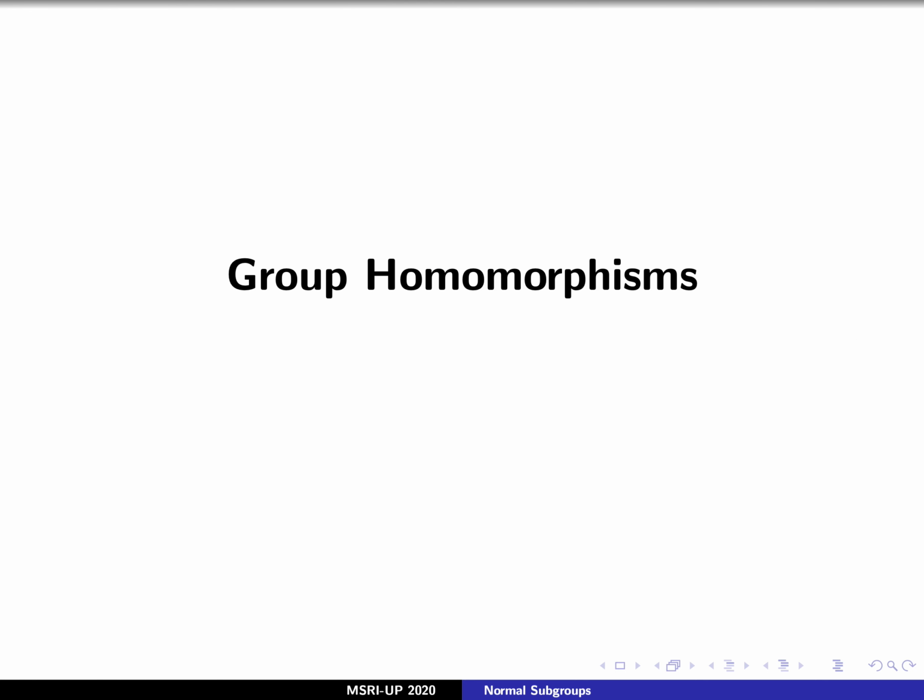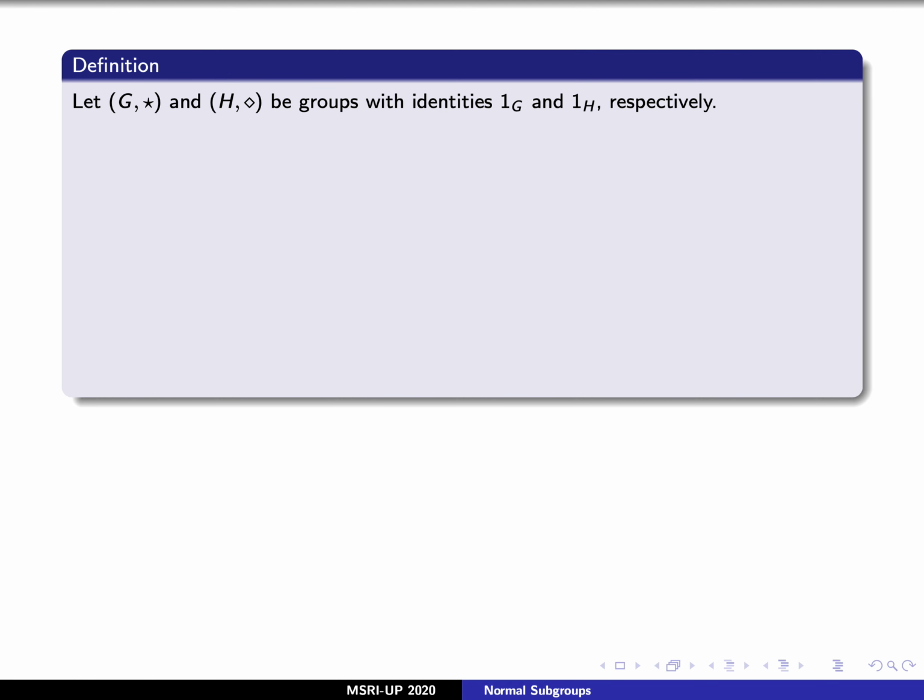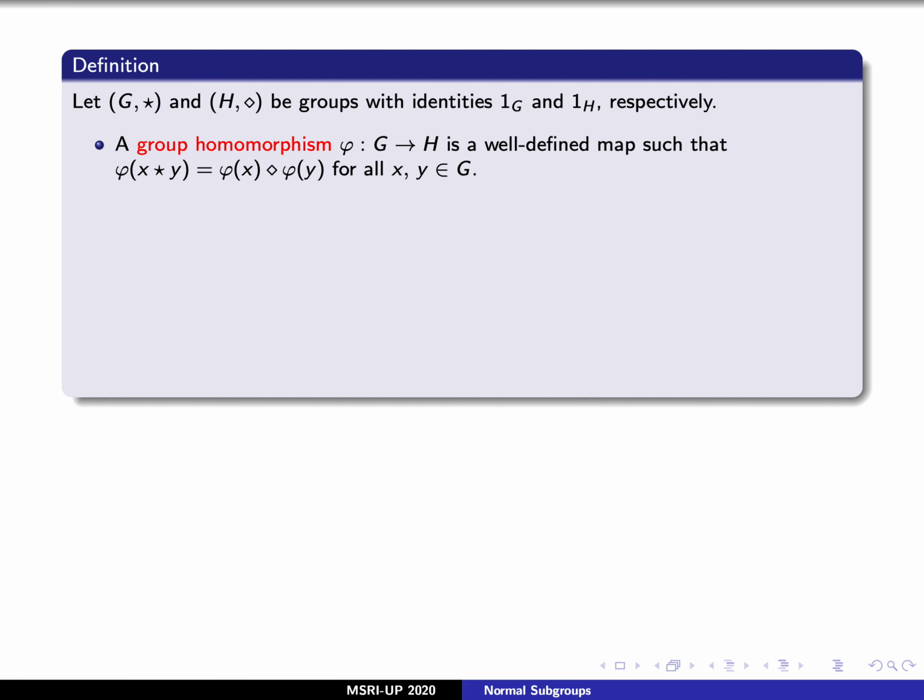In order to get an idea of how to define a normal subgroup, we have to introduce homomorphisms between two groups. To this end, let's let G, along with the binary operation star, and H, along with the binary operation diamond, be two groups with identities 1_G and 1_H, respectively. First, we say that a well-defined map φ from G to H is a group homomorphism if it preserves the binary operations. What we mean is that the image of x star y is φ(x) diamond φ(y) for all x and y in G.